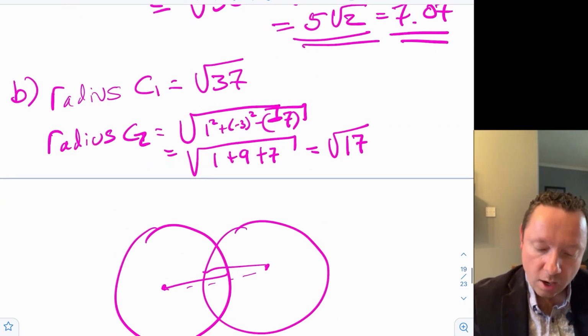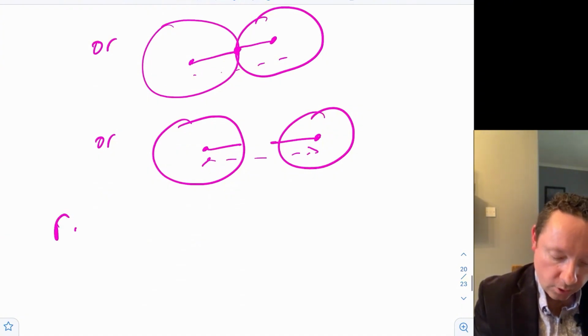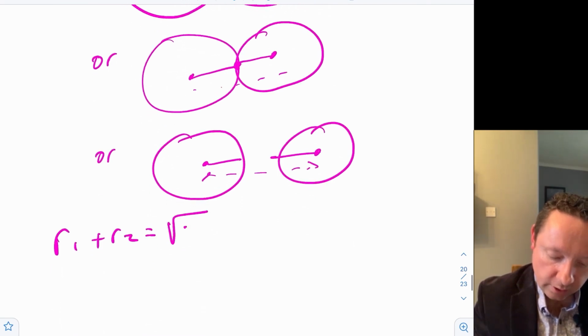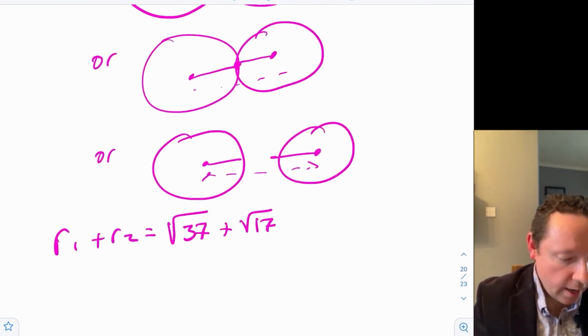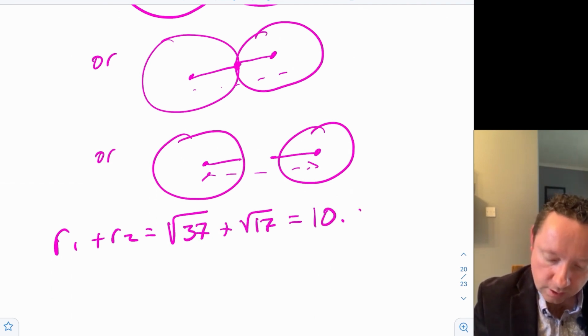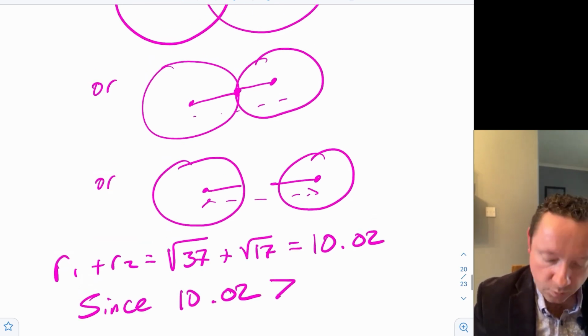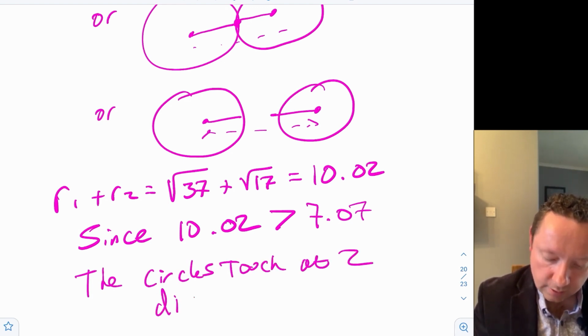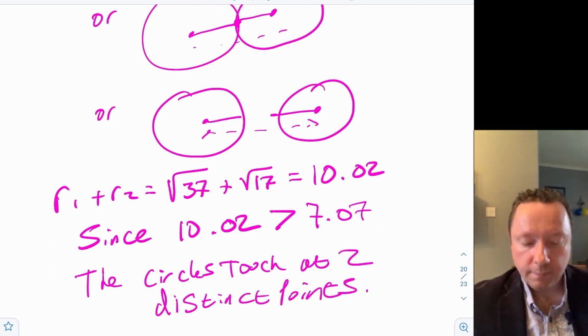So all we need to do is check what R1 plus R2 is. So R1 plus R2 equals root 37 plus root 17. So you get your calculator out, and that gives you 10.02. So since 10.02 is greater than 7.07, the distance between the centres, the circles touch at 2 distinct points. And we're done there.